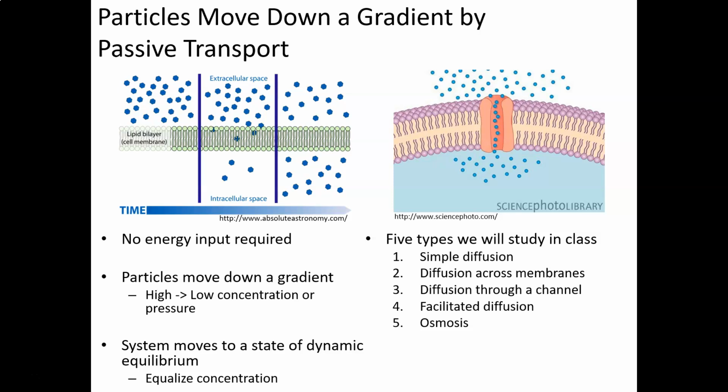Diffusion across a membrane, we're going to talk about that. That's going directly across. We sort of mentioned the properties you need to do that, small and nonpolar. Diffusion through a channel, we've talked about that a little bit. That's what it's showing here in this picture. Here's a channel, moving things from one side to the other. Facilitated diffusion, which is using a transporter. And then osmosis, which is a special case of diffusion with water. So those are the 5 we're going to talk about. Solvent drag and bulk flow are other types of passive transport mechanisms, but we're not going to talk about them.